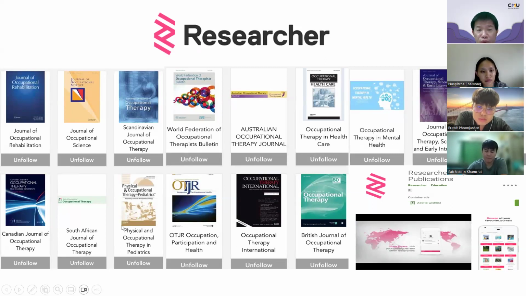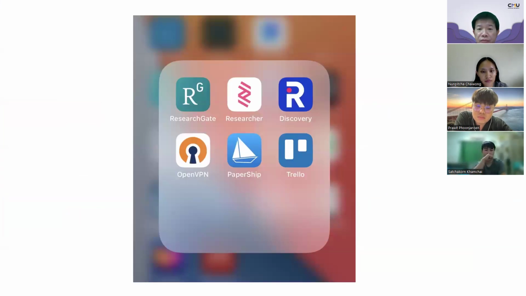It comes to you like being served in the morning, like a cup of coffee every morning, or sometimes one paper every two days. You need to choose. If you choose a lot, you will get a lot. If I need just Thai OT, you choose only Thai OT, and it serves you that. Okay. This is the Researcher app.